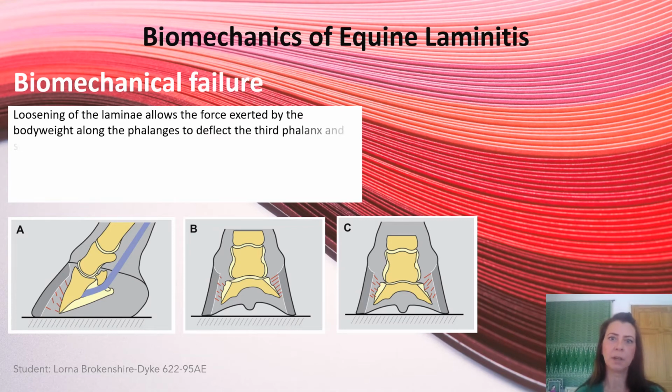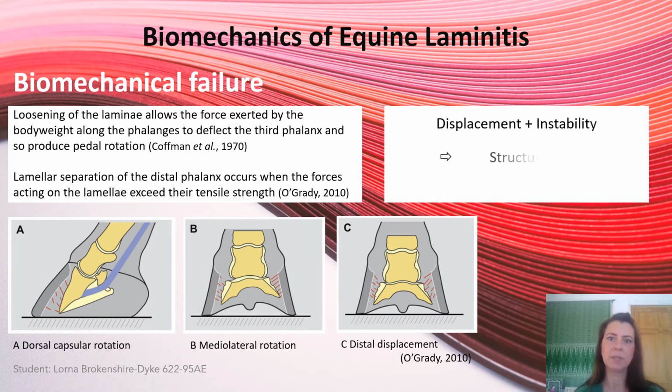Displacement describes the changes in the position of the distal phalanx relative to the external wall. It is commonly described as the presence and magnitude of rotation or vertical displacement, i.e. sinking, of the bone. Digital instability defines the increased kinetic movement of the distal phalanx within the hoof capsule when the foot is loaded. This includes all related structures, not just the bone.